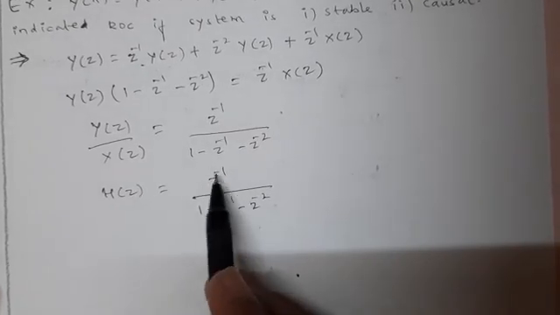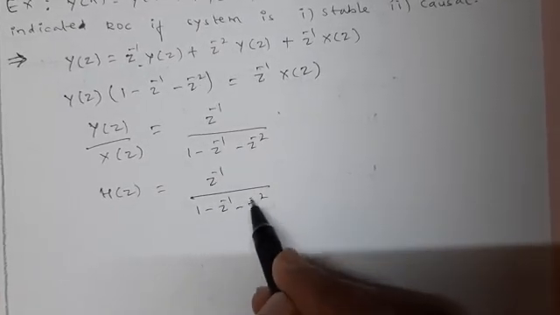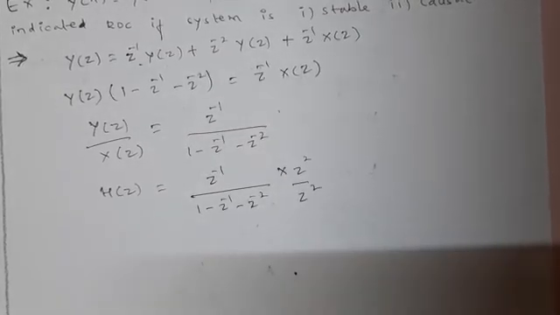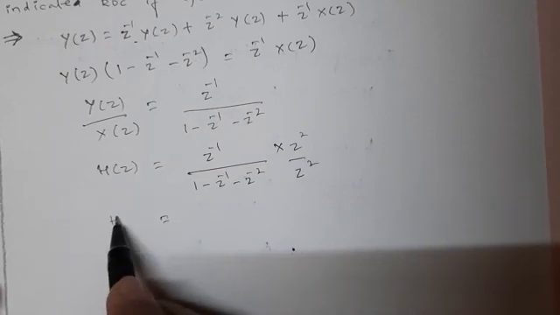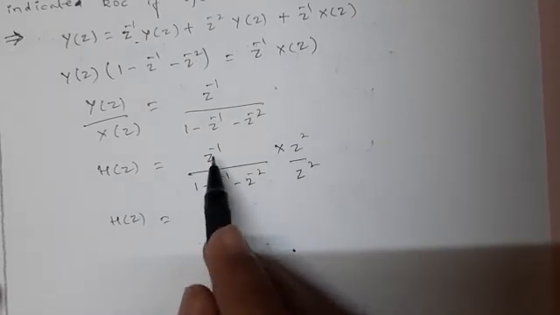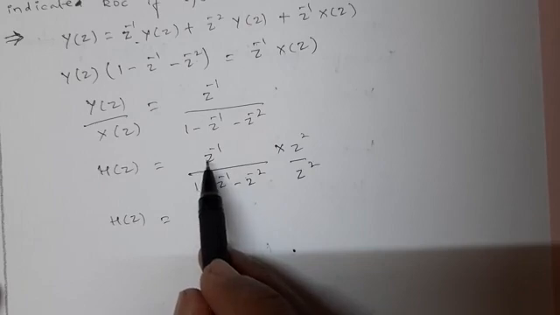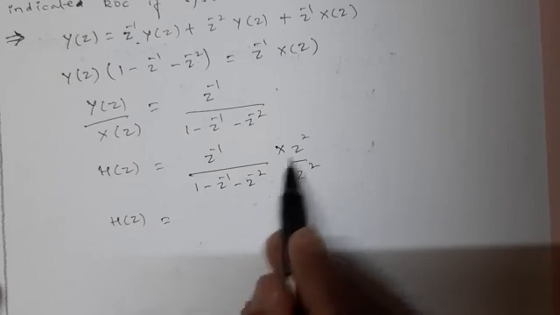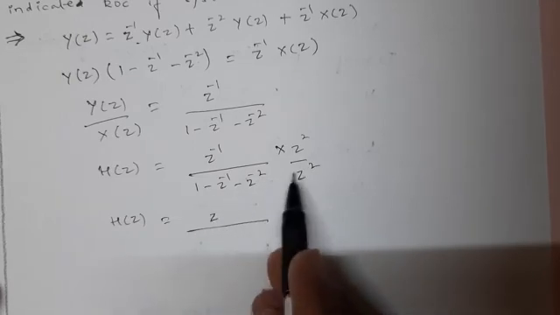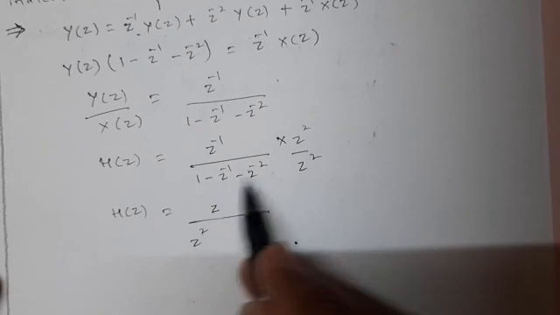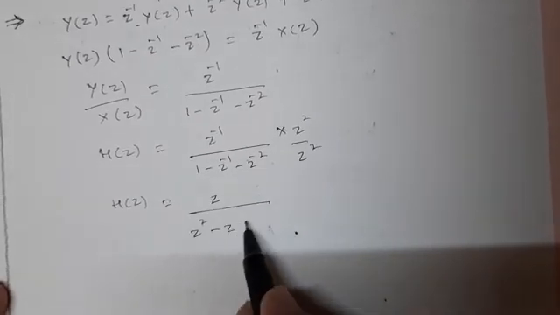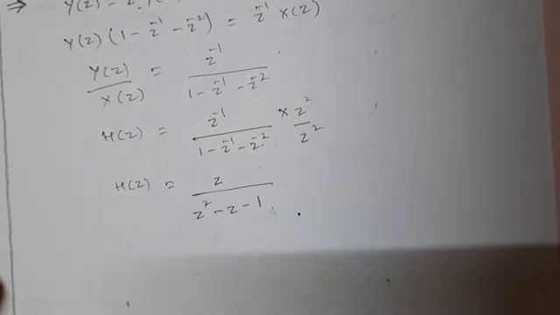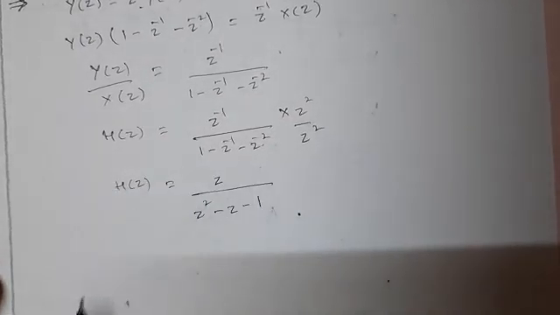If you want to have the exponents of z as positive, since the highest power is 2, multiply numerator and denominator by z square, only to get the powers of z as positive. So z inverse into z square is z, divided by z square into 1 is z square, minus z inverse into z square is z, minus z to the minus 2 into z square is 1. Okay, so this is finding H of z.